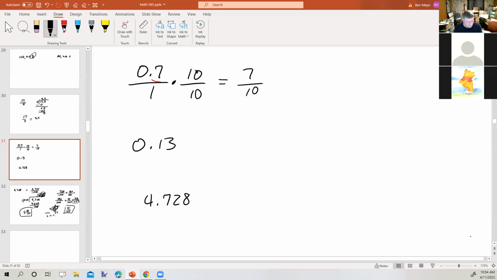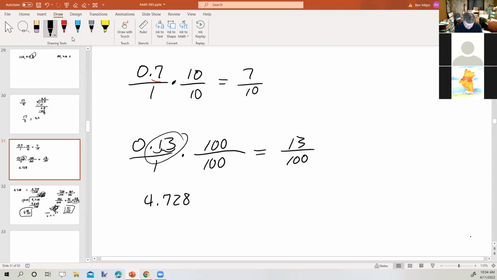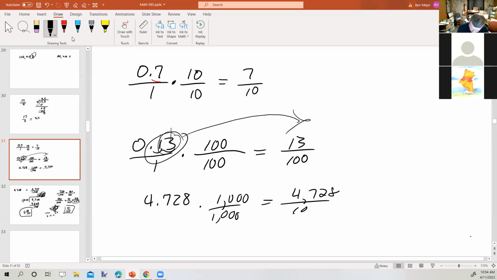More work to get there, but it works, okay? So now what about this next one? We'd have to multiply by 100, by 10 times 10, to move the decimal point over 2 places. So we'd multiply the bottom by 10 times 10 or 100, and this would give us 13 over 100. Again, you could do it this way, but it's still easier just to look at the placeholder name: tenths, hundredths, it's 13 hundredths. And then this one, you've got tenths, hundredths, thousandths. So you'd multiply this way and you'd get 4728 over 1,000.